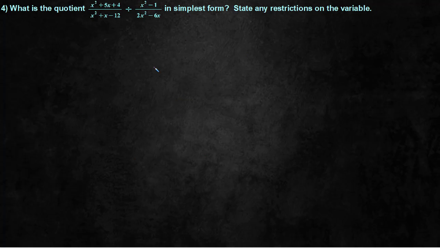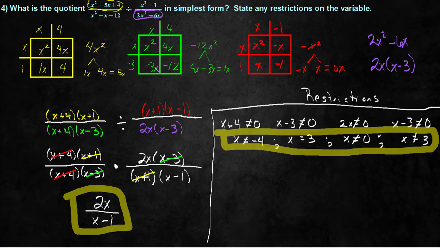Now, I want you to work on number 4 on your own. So first step is to factor. Then you need to reciprocate the second fraction and cancel. Here's the work to check, and don't forget that for the restrictions, all of these spots will be involved with the restrictions.